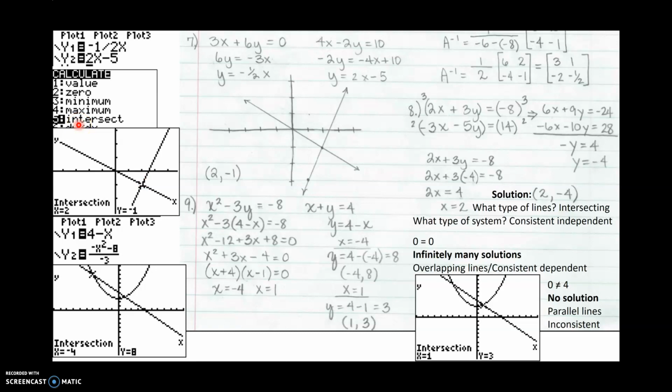So once you have both of those graphed, all you have to do is second trace to get to this menu, and you could go down to intersect. It's going to ask you, what do you want me to use for your first curve? And we hit enter. What do you want me to use for your second curve? And we hit enter. And then it's going to ask me for a guess. You can just go close to that point of intersection for your guess and hit enter. And then it will spit out for you, your point of intersection is 2, negative 1. So again, you can do it by hand and get your point of intersection, or you can do it on your calculator, whichever you like better, because you're on the calculator page.